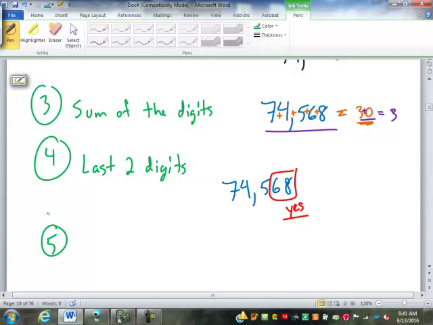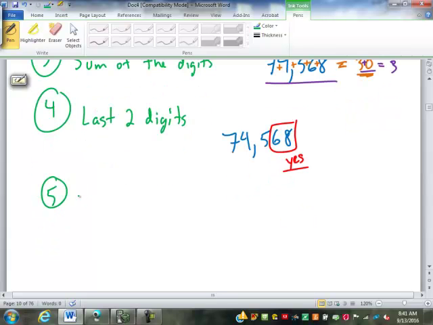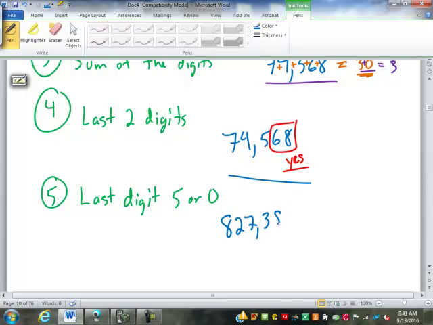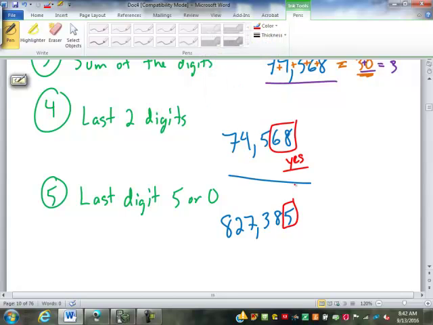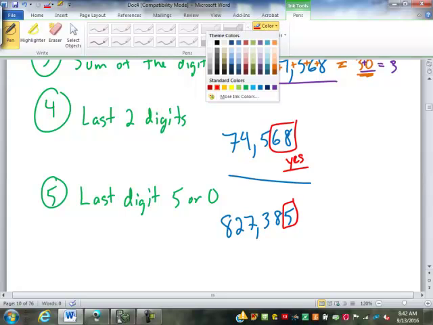How about 5? How can I tell if something's divisible by 5? Yeah, the last digit is 5 or 0. So 74,568 is definitely not divisible by 5. 827,385. Again, all we care about is that last digit. It's a 0 or a 5. In this case, it's a 5. So we can divide that by 5.